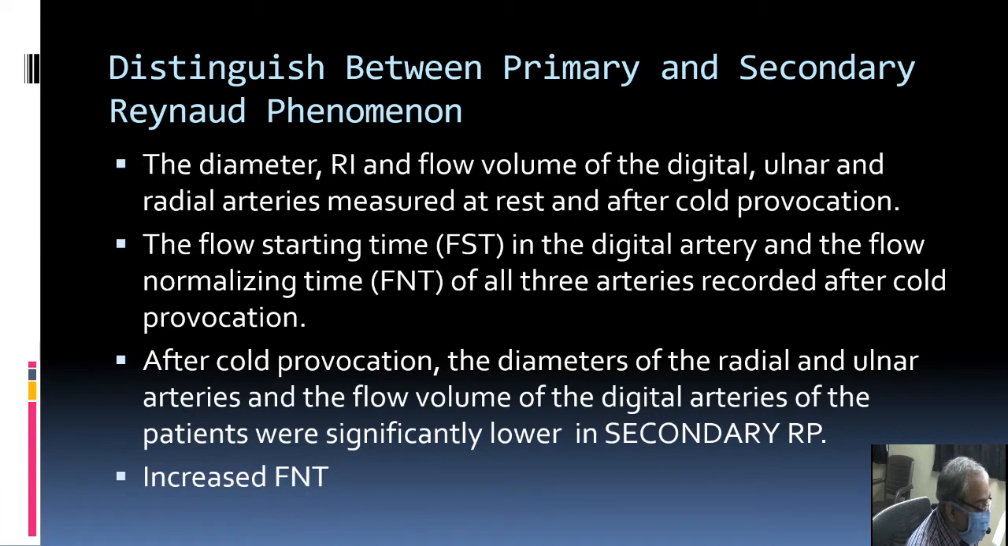The cold challenge test is done, and I have not done it at any time because this is a clinical diagnosis also. Most of the time the clinician does it, and they try to differentiate between primary and secondary Raynaud's phenomena. So we will move on to a demo of upper limb arterial Doppler. The patient is already here.